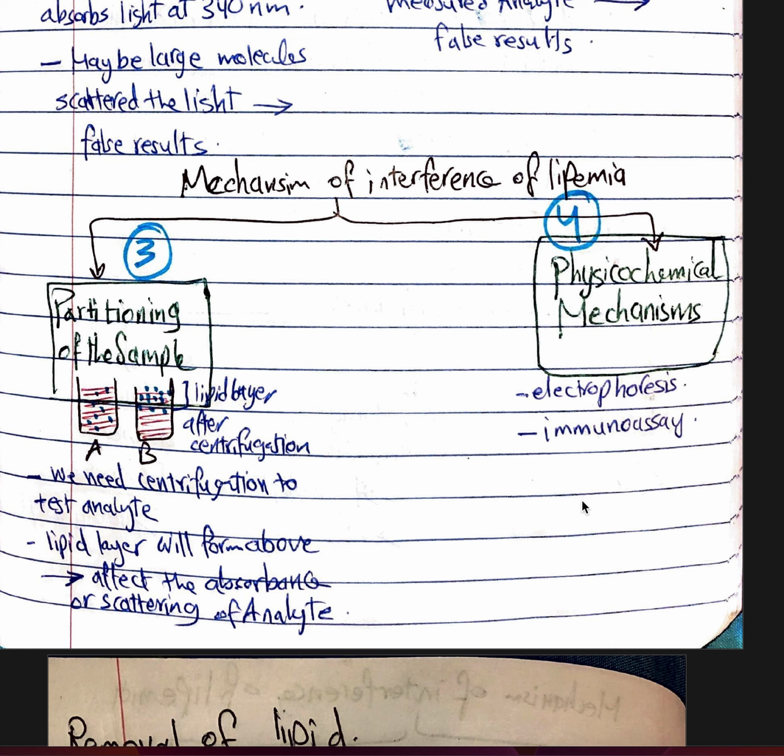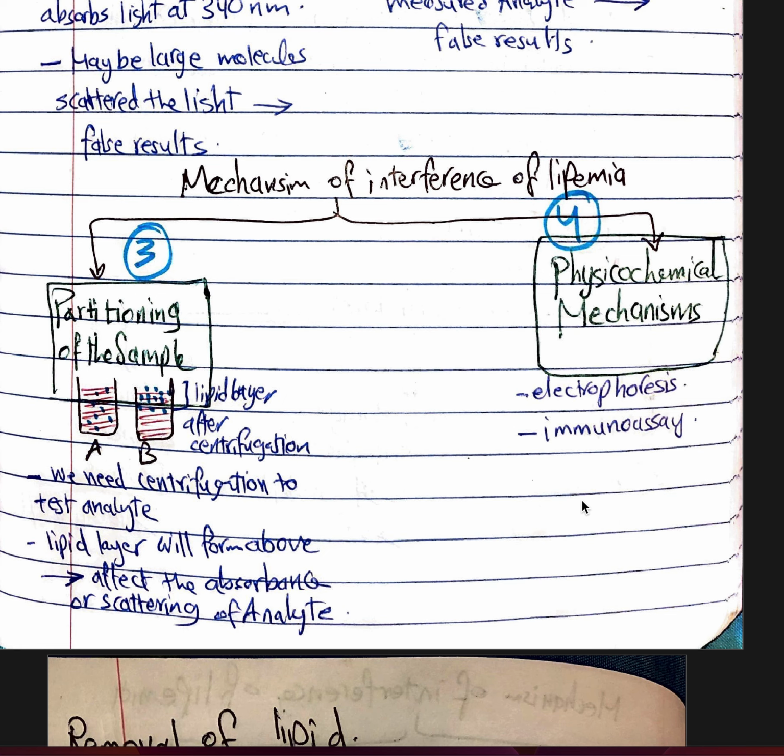Again, what are the mechanisms of interference of lipemia? The first one is spectrophotometric interference, and also volume depletion, partition of the sample, and physicochemical mechanisms like electrophoresis and immunoassay. About the blood: spectrophotometric, chemical, and also the components will be released outside, and the dilution of the sample.